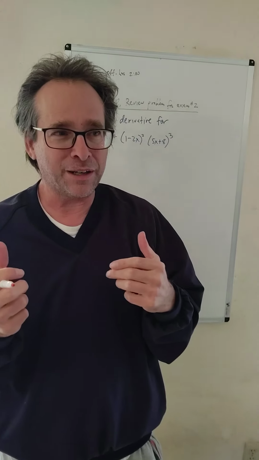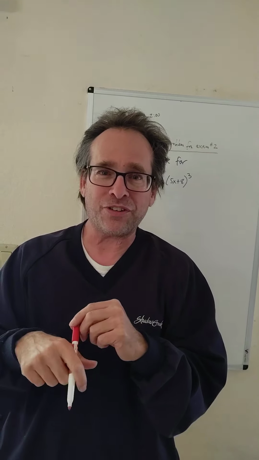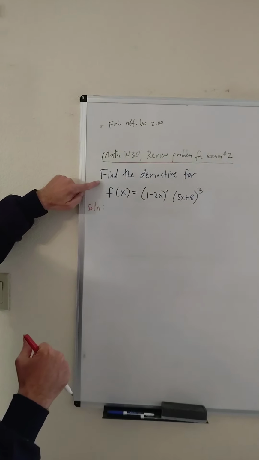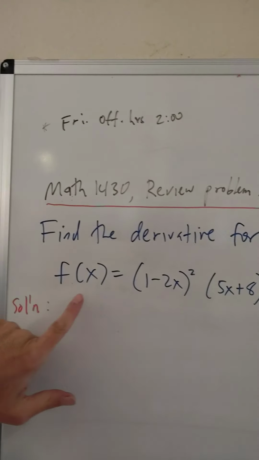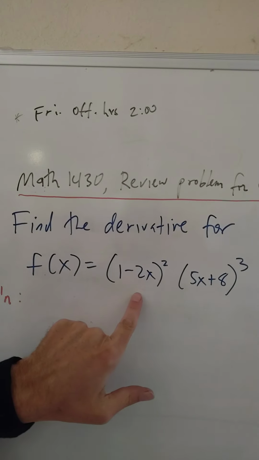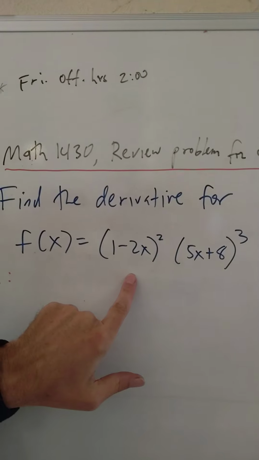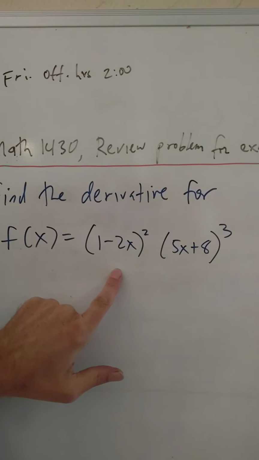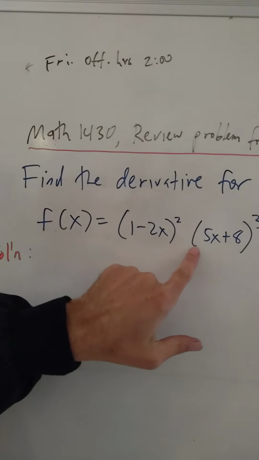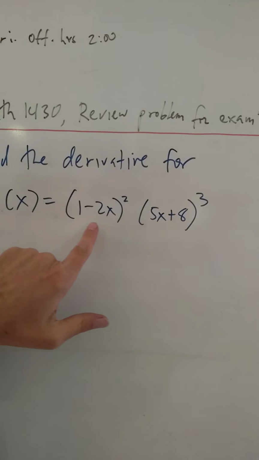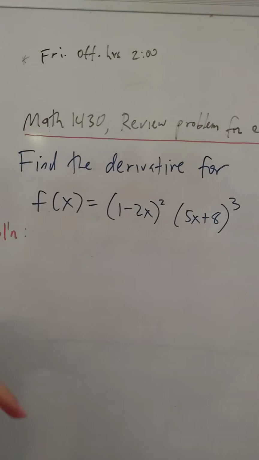All right, so I'm going to do one problem where you're given a function and we're asked to find the derivative of the function. So here is the function. Find the derivative. Notice this function f of x is a product. These are factors. So we're going to need the product rule. And also notice that each factor looks complicated. So the chain rule is going to come into play as we do this product rule.